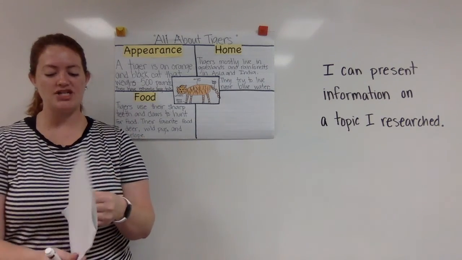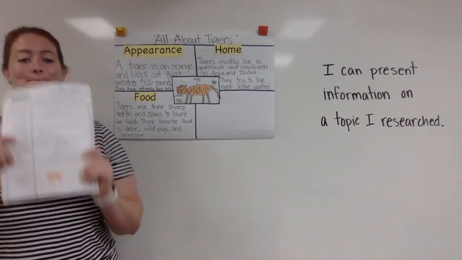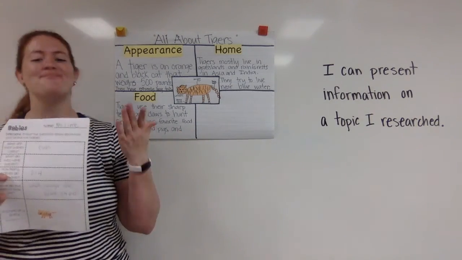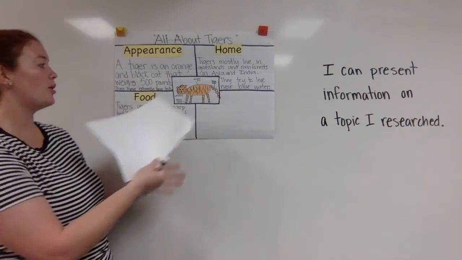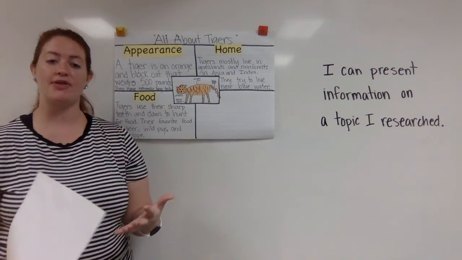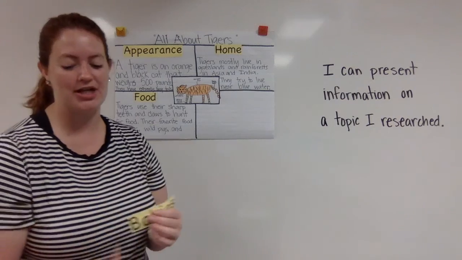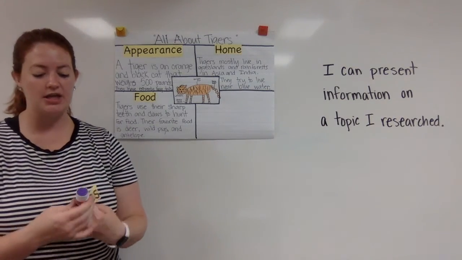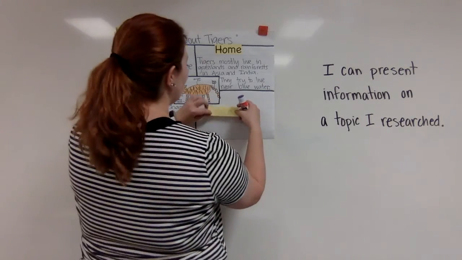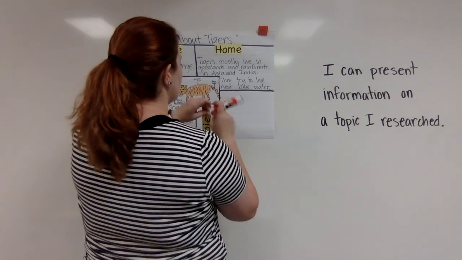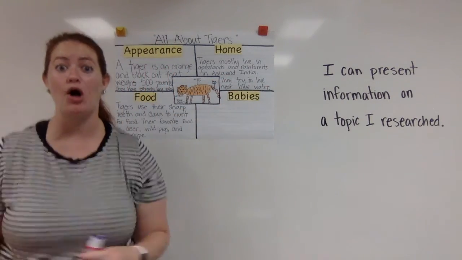Now, the last page in my packet, the last thing that we researched, are their babies. So the first thing I need is a heading. And I need that heading so that way anybody who looks at my poster knows exactly what they're going to read about in that section. I have one more that I'm going to glue. If you don't have something that you can glue, hey, that's okay, because what can you do? You can just write it. That's right, and that is totally okay. So we are going to talk about tiger babies, and then my poster is going to be all done.